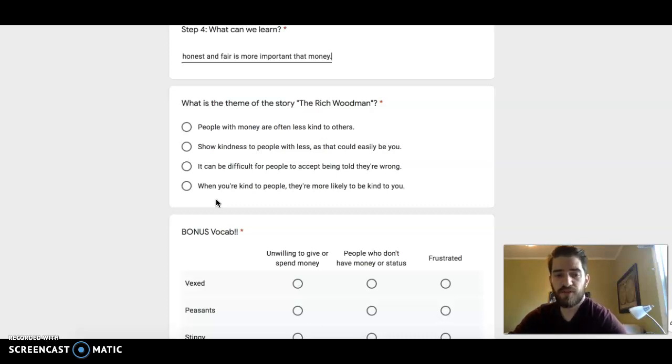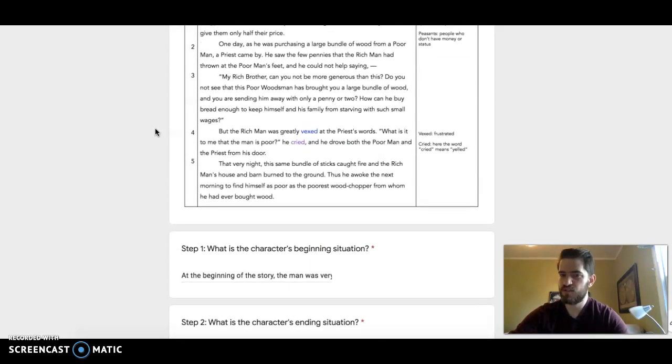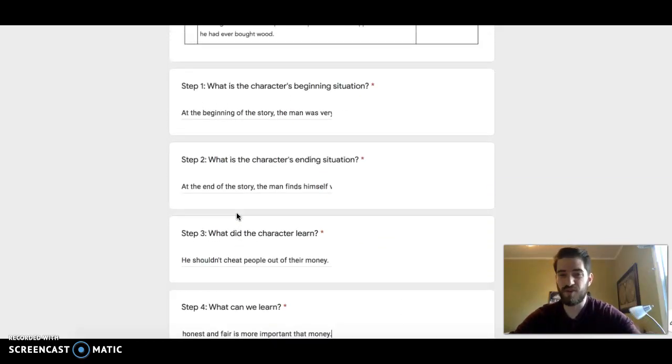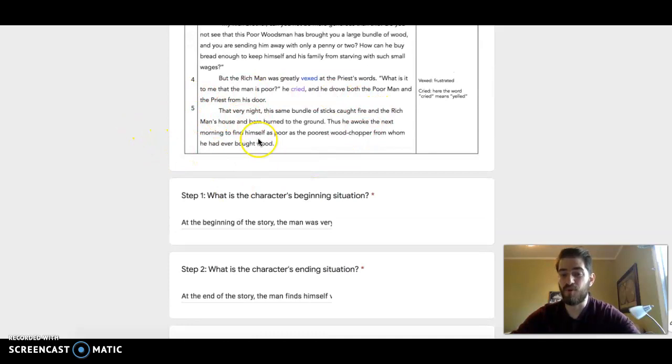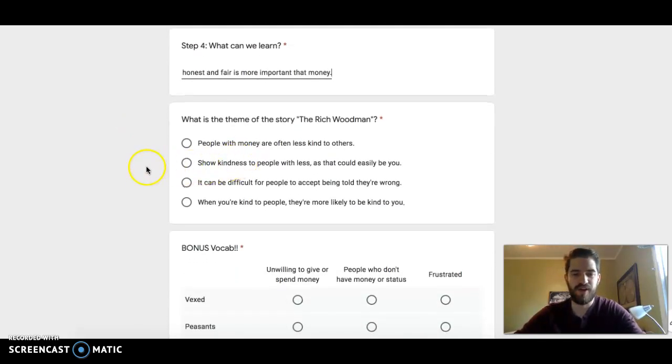All right, as I'm looking through these, people with money are often less kind to others. I don't know that that is necessarily true all the time. In this story, the man with a lot of money wasn't very kind, but the priest seemed like he had money too, and he was kind. So I don't think that's going to be my answer. Show kindness to people with less, as that could easily be you. Now, I do know at the end of this story, the rich man became poor. So that could easily be him. That one might be my answer. I'm going to keep my eye on that one.